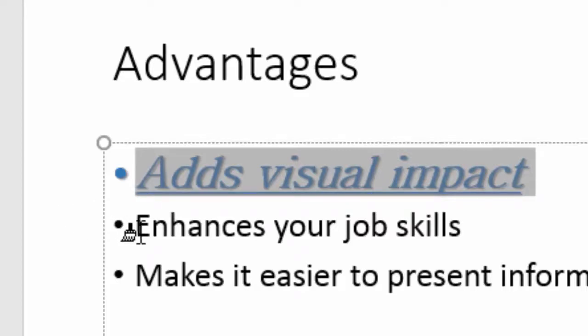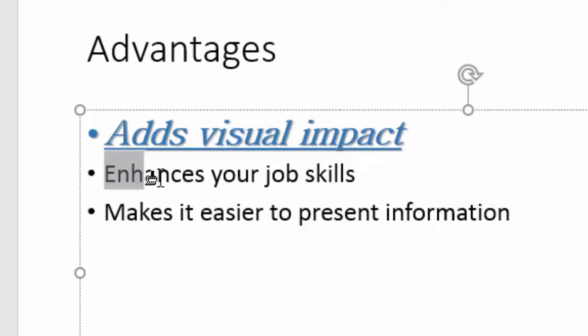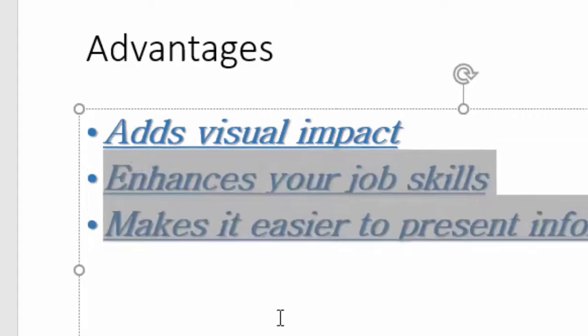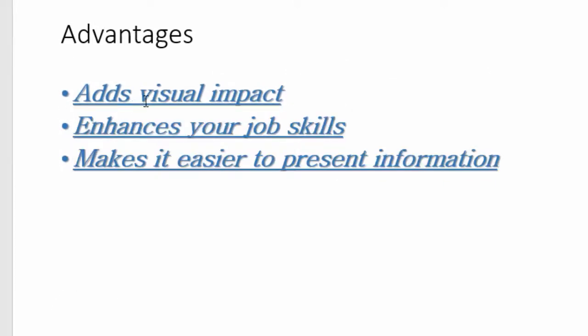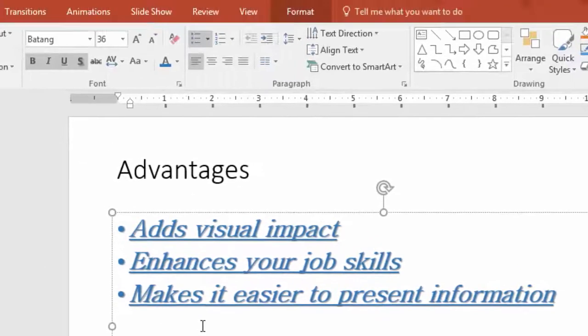So this is called a Format Painter, and I'm going to put my cursor right in front of the word enhances. I'm going to click, hold, and drag over these two lines here, and then I'm going to let go. And notice what happens. I'm going to click on the slide. The formatting that we had here on this first bullet point was applied to these other two bullet points, which is pretty cool. So let's click back in here.